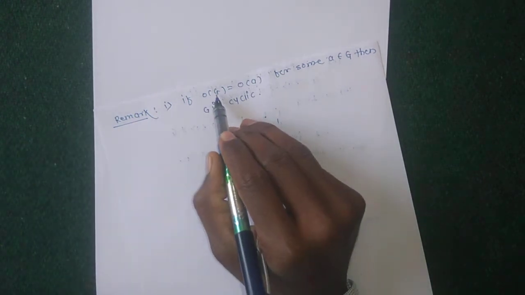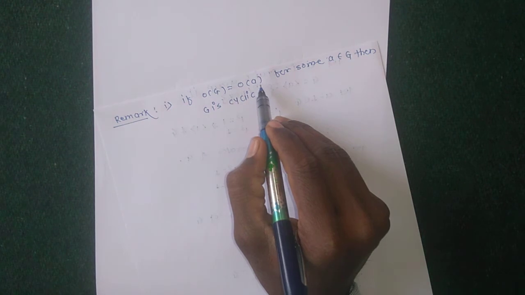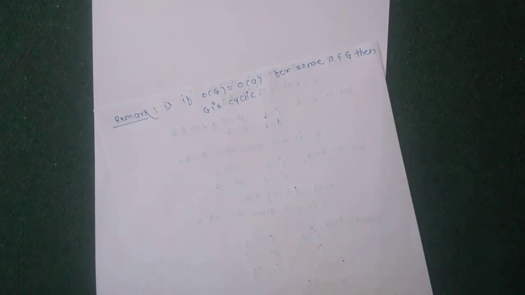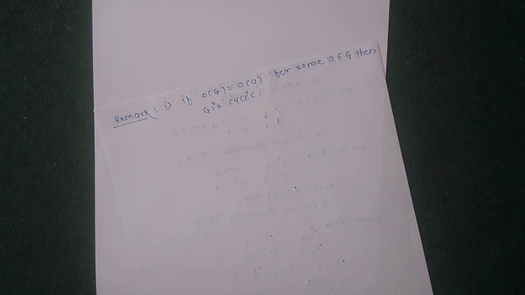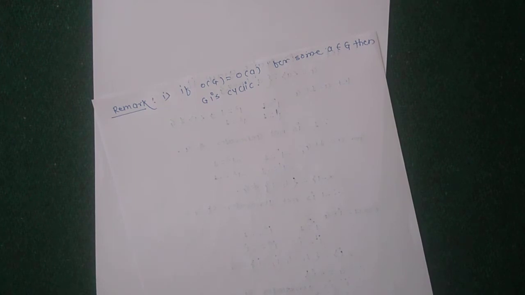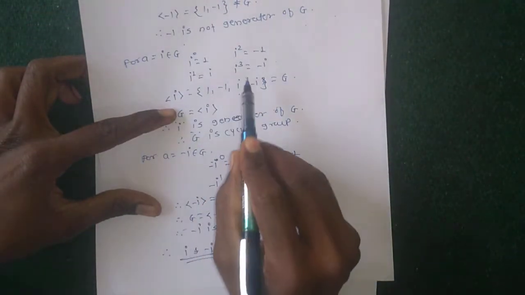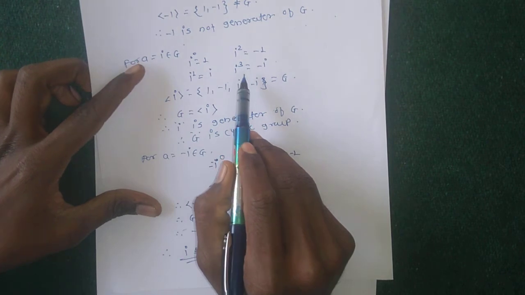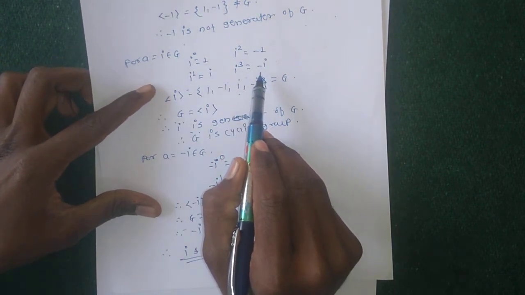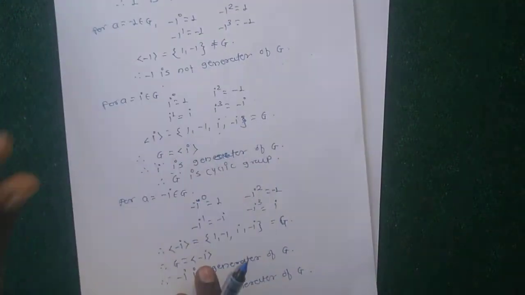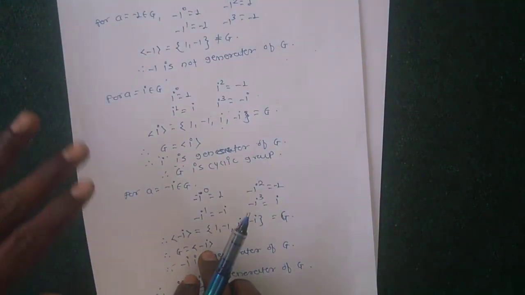If the order of G equals the order of one of the elements of G, that is, the order of that element and the order of G are equal, then G is cyclic. In this example, the order of I: I raised to 4 equals 1, which means I is an element that exists in this group.